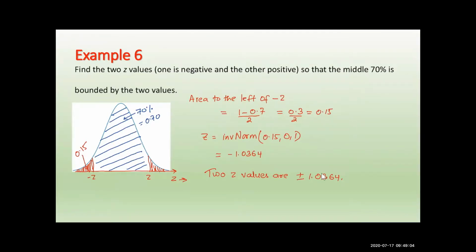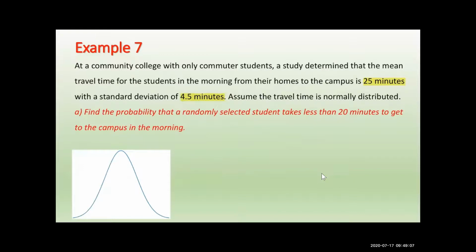Now the next example, number 7, has several parts. We are going to solve each of these. So let's first read the problem. At a community college with only commuter students, a study determined that the mean travel time for the students in the morning from their homes to the campus is 25 minutes. So that is the average time they need to go to college from their home, with a standard deviation of 4.5 minutes. That is the information given to you. Assume that the travel time is normally distributed.